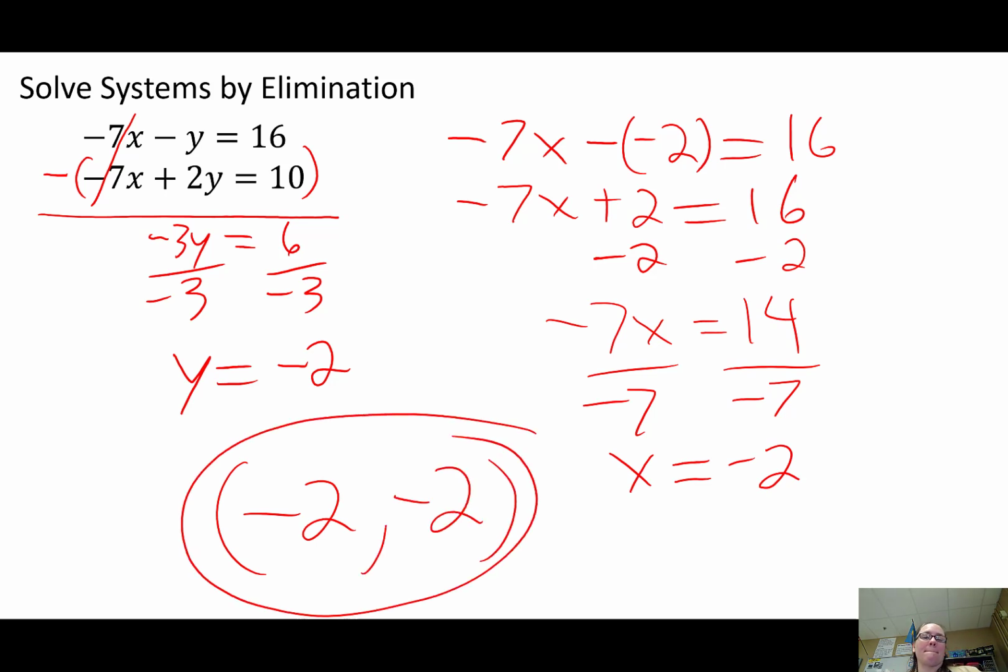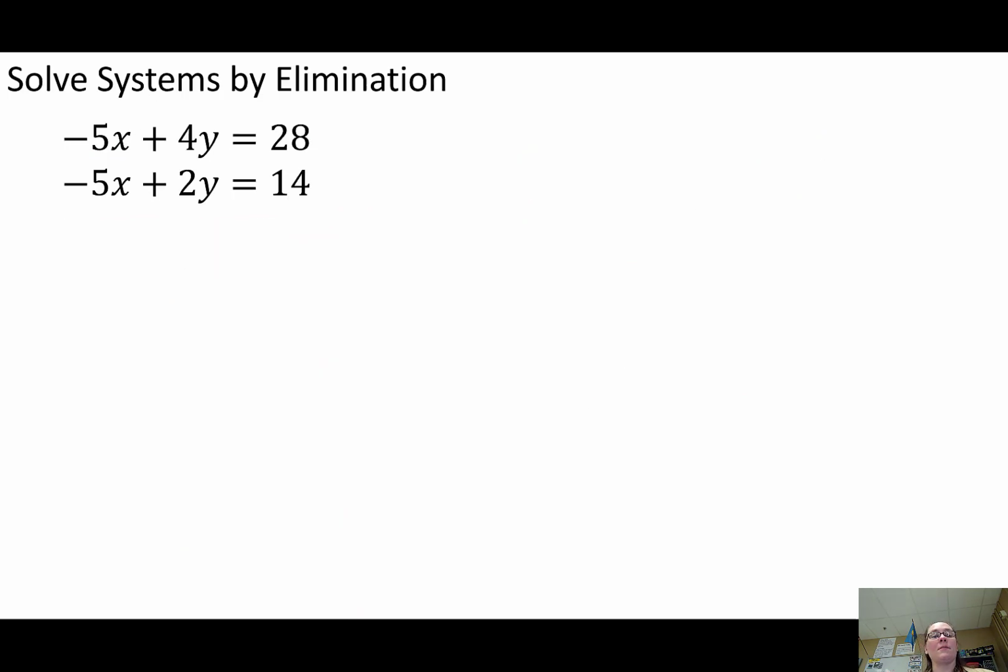Okay, looking at another example. I've got negative 5x plus 4y equals 28, and negative 5x plus 2y equals 14. So, looking for the variable with the same coefficient, in this case, again, is my x's. So they have the same sign, so I'm subtracting everything. So negative 5x minus a negative 5x, minus a negative becomes plus. So we get negative 5x plus 5x, canceling that one out.